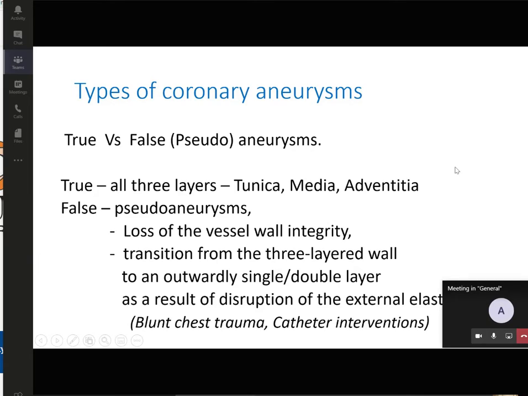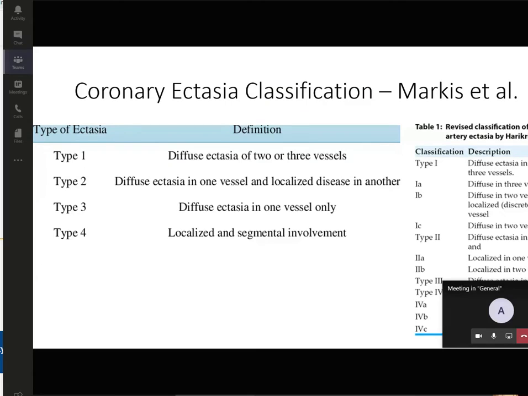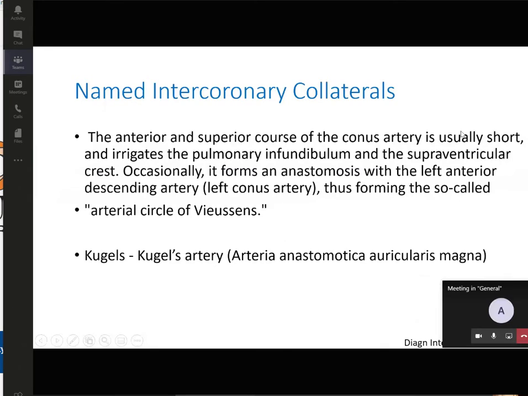Then there are true and false aneurysms. What is the difference between true and false? True means you have all the 3 layers of the vessel. False means there is a loss of vessel wall integrity, and only one layer of the vessel wall will be bulging. For example, blunt chest trauma or catheter interventions, you have pseudoaneurysms. Then you should know the coronary ectasia classification by Markis. Then there are some named intercoronary collaterals. You have heard about the circle of Vieussens, etc.